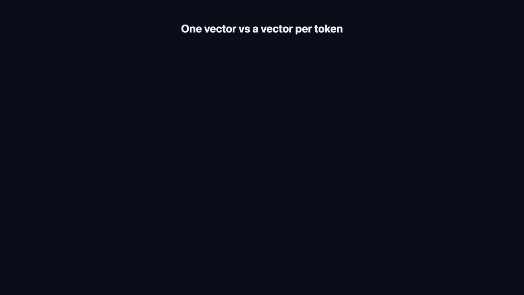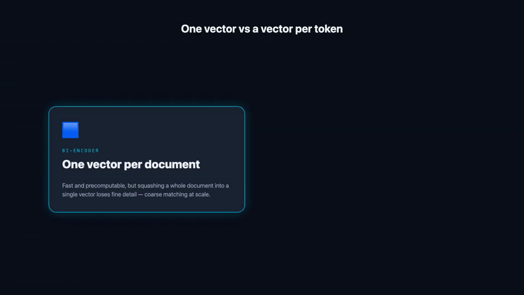So where exactly does this middle path sit? Here are the two extremes side by side. Squashing an entire document into one dense vector is the bi-encoder's whole trick. Because that vector never depends on the query, you can pre-compute the corpus and search it in milliseconds. The catch is resolution. Compress a long passage into a single point and the fine signals that decide a truly close match simply wash out.